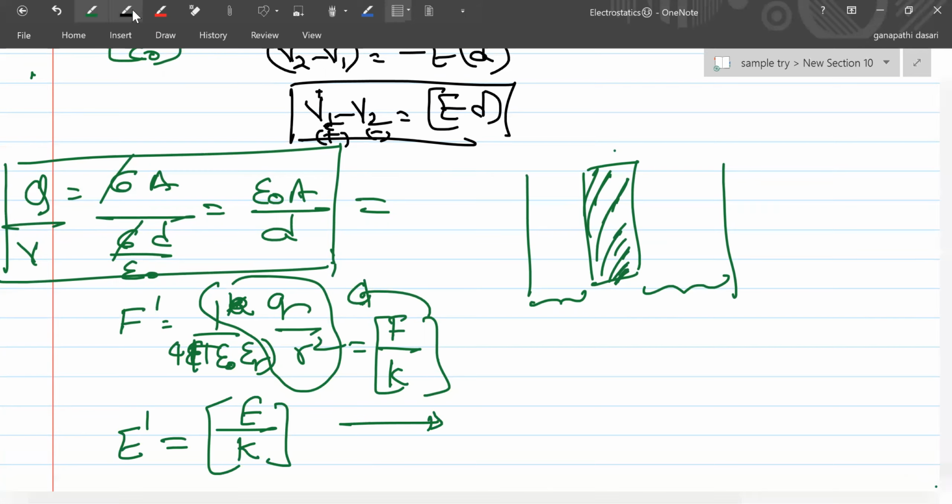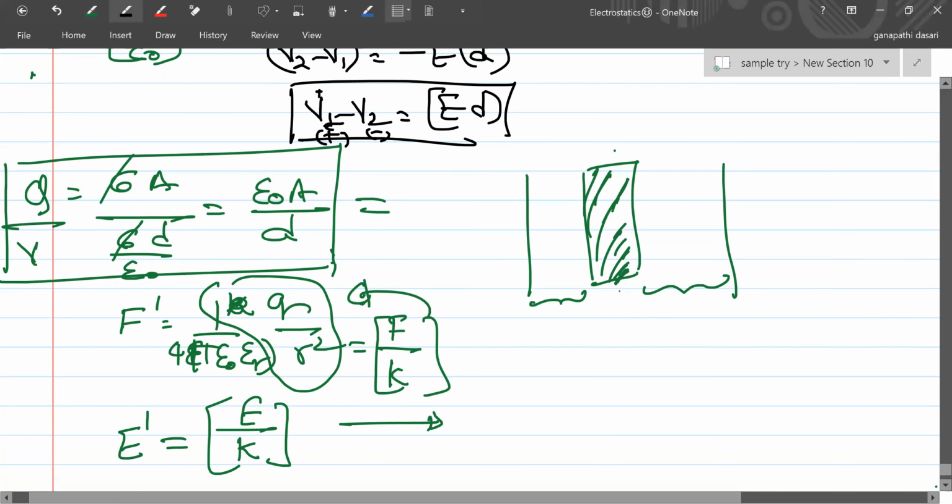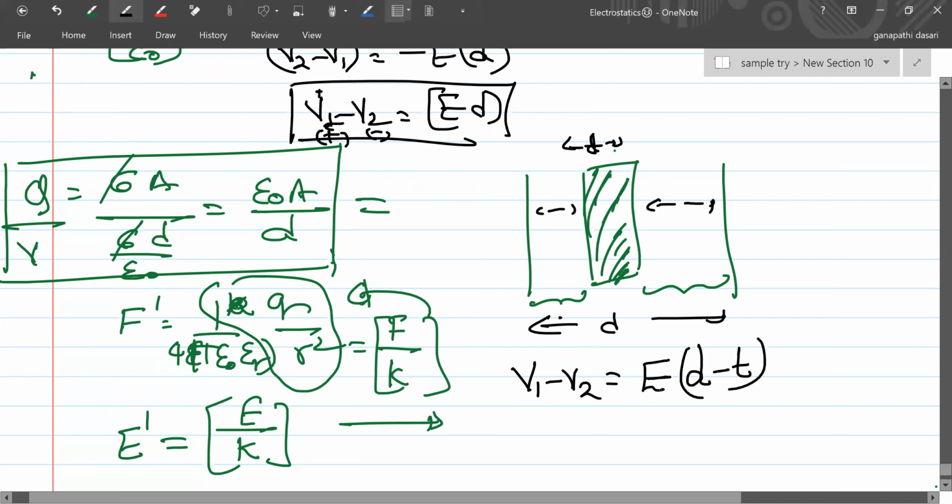So if we follow this formula, the potential difference between them will be V1 minus V2, which will be equal to, if this is D and this is T, in this dielectric material the potential drop will be E into D minus T. This is because this is a material, air is present. So the electric field I am considering as E, E into D minus T plus E by K into T.